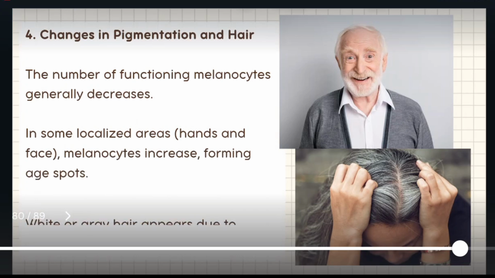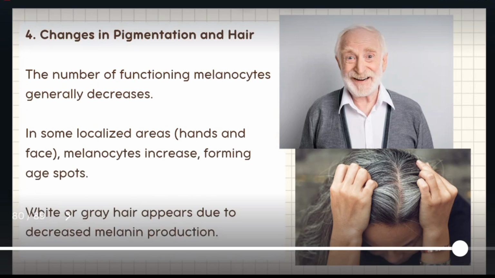The next one, we have changes in pigmentation and hair. As we age, our skin and hair change due to a drop in melanin, the pigment that gives color. Melanocytes are cells that give our skin and hair their color. As we get older, we have fewer of them. That's why old people often have gray or white hair. But in some areas like the face or hands, melanocytes increase and form brown spots that we call age spots.